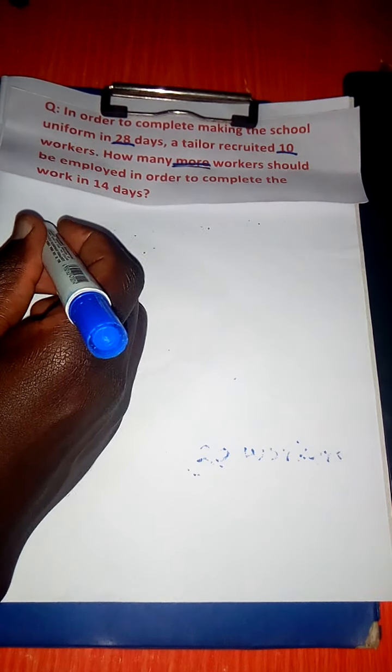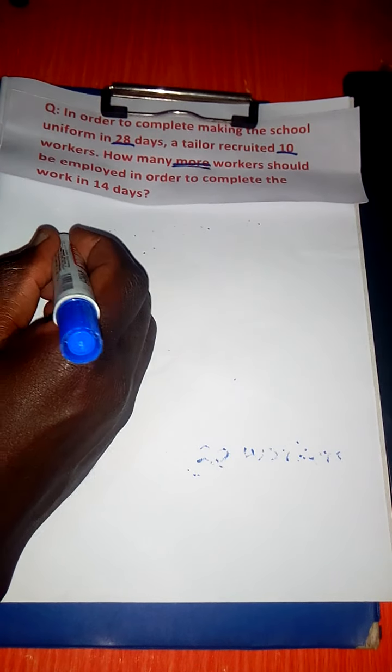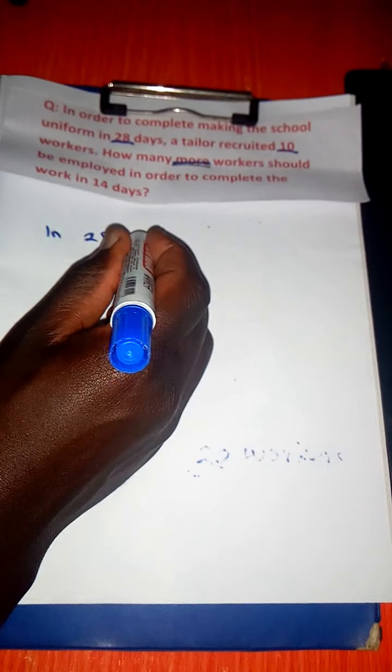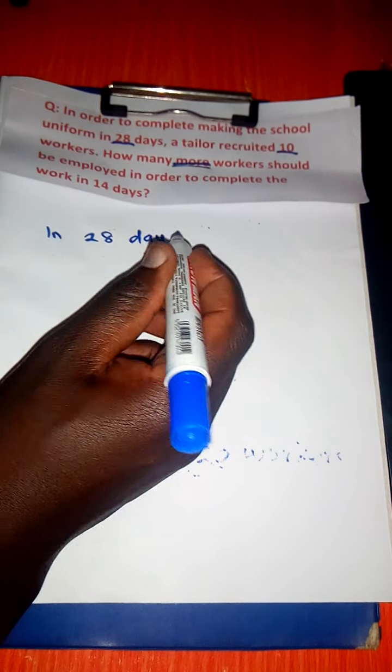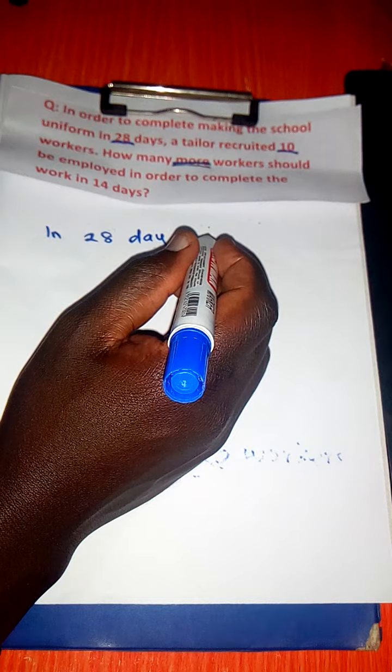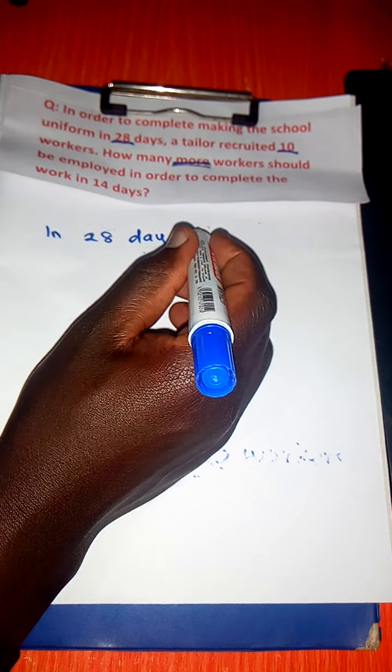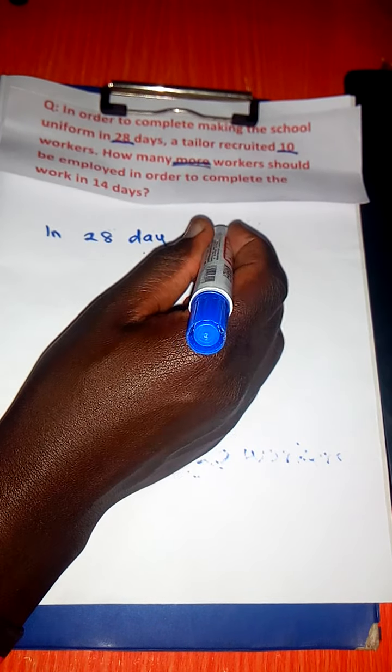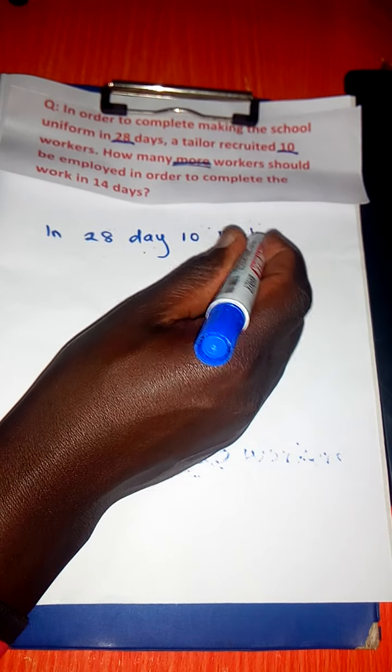So in this question we are going to begin by saying, to complete making the school uniform in 28 days, he needed 10 workers. 28 days, 10 workers required. 10 workers are needed.